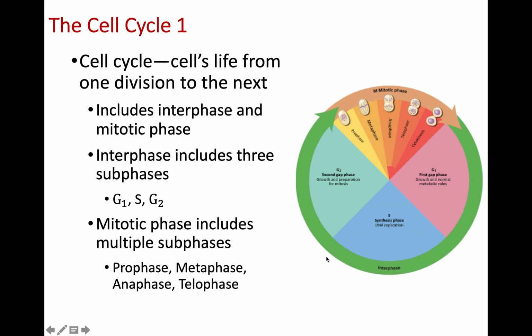So when we look at our cell cycle, this is the entire lifespan of the cells. We go from the parent cell to the daughter cell. And when we think of the entire cell cycle, this includes interphase, interphase being the green part of this wheel right here. And then mitotic phase being kind of the buff or salmon colored part of this wheel.